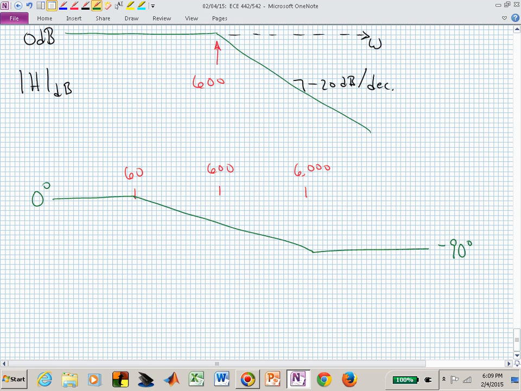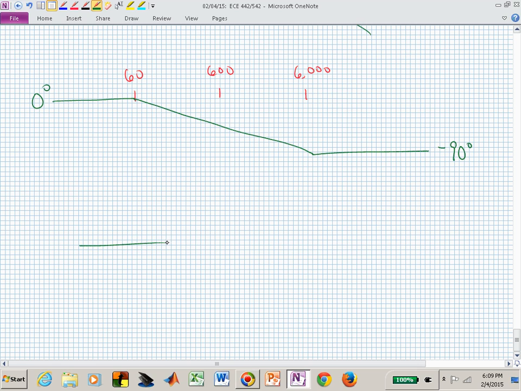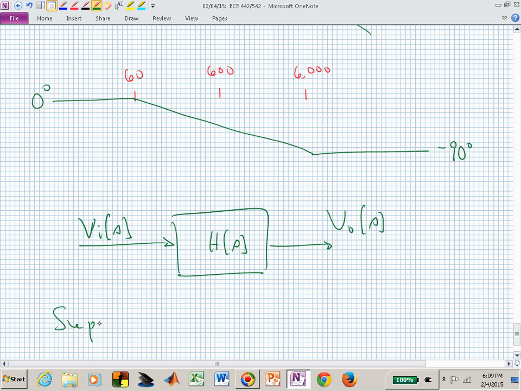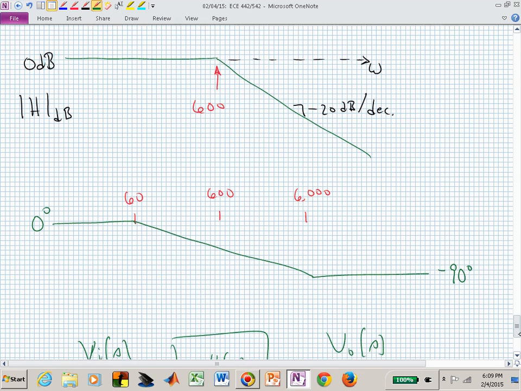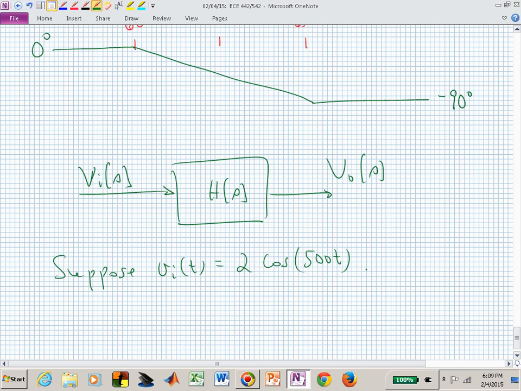So if I injected, this is now the picture that we have. And if I said, let's assume the input is now 2 cosine of 500t, can you tell me what's going to happen to that v sub 0 of t in the steady state?